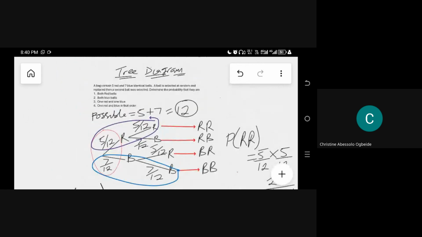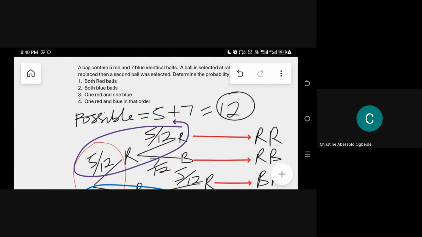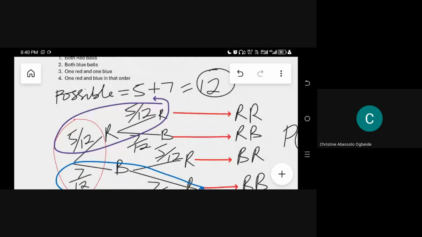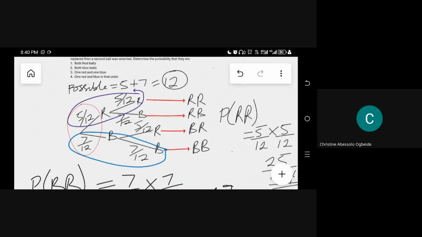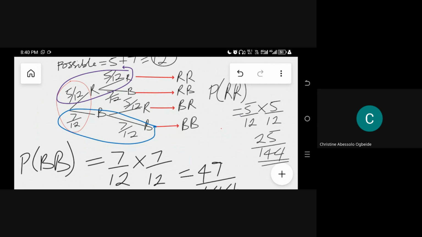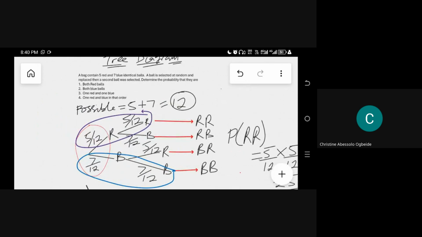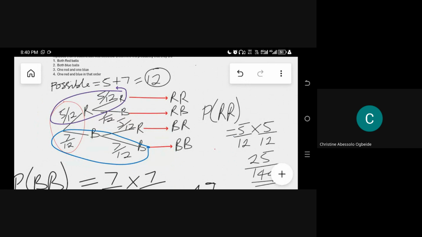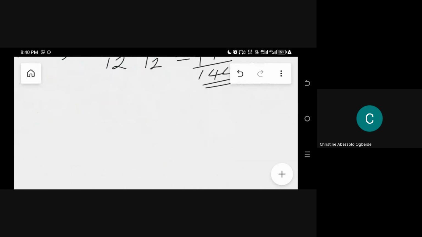Then we proceed to number three. Number three says the probability that one is red and the other is blue. If you look at the tree diagram, you will see that it's very obvious that there are two cases where we have a red and blue together. Look at number three. Find the probability that one is red and the other is blue. So there are two cases where we have red and blue together.